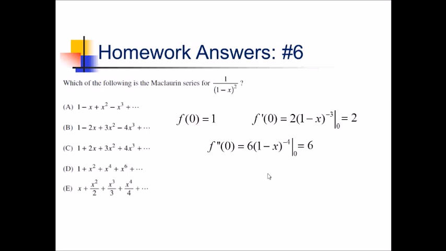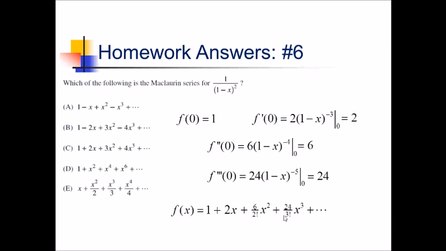So we've got a 6, and then let's go one more derivative. You can see the pattern at this point. We keep multiplying by negative exponent, but the negative keeps getting canceled out by the negative tail that we have here. So our next derivative is going to be 24, 1 minus x to the -5th evaluated at 0, which is just going to come out to 24. Let's go through and write the series now. We can say f of x is equal to 1, plus we've got 2 times x, our first derivative times x, plus we've got 6x squared over 2 factorial, and then we have 24x cubed over 3 factorial.